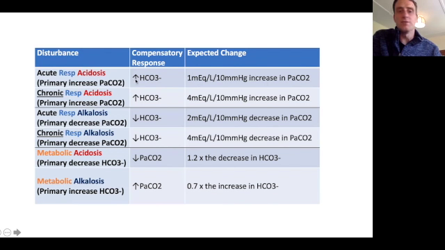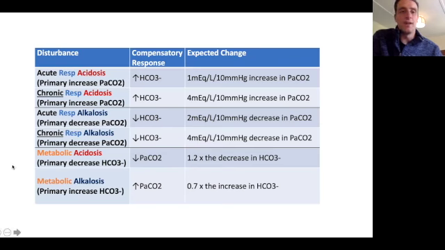So for acute respiratory acidosis, your expected change in bicarbonate will be 1 milliequivalent for every 10 (you'll see a range, 8 to 10) millimeters of mercury increase in PaCO2. The opposite is true in respiratory alkalosis, with a slightly higher change in bicarbonate expected for a 10 millimeter of mercury decrease in PaCO2.